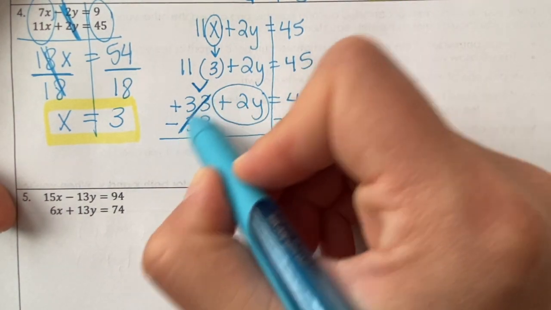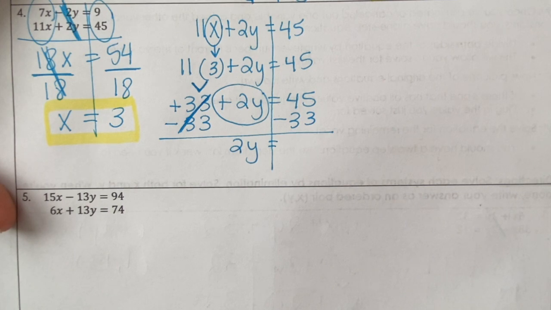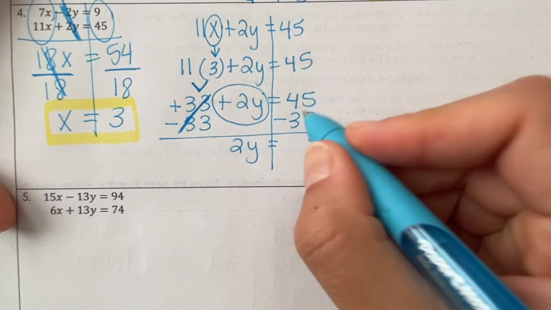33 minus 33 is 0. Bring down your 2y. 45 minus 33, let's see, 5 minus 3 is 2. 4 minus 3 is 1.